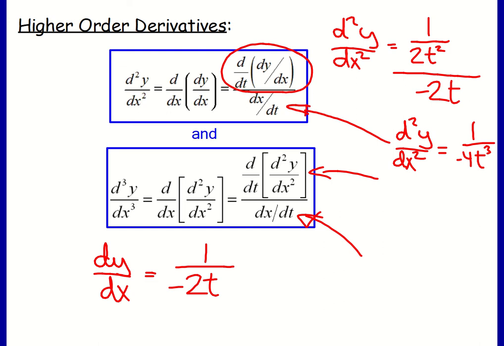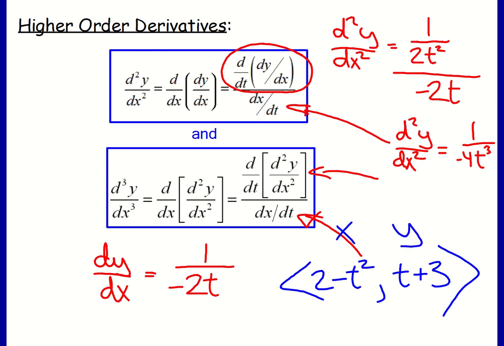Sometimes you may see the parametric equations written as a vector, just FYI on that. So for the original function that I had, x was 2 minus t squared, and y equaled t plus 3. You may see it written like that in some occasions for the original xy. Don't be concerned with that. That's fine. We're going to talk more about that tomorrow.